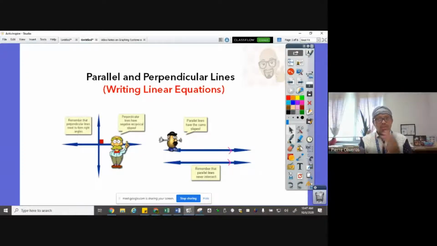So when you say negative reciprocal, for example, we have 4/3. The negative reciprocal of 4/3 is -3/4. We will practice on that one as we try to write the equation.